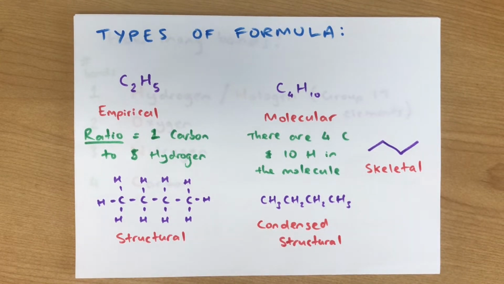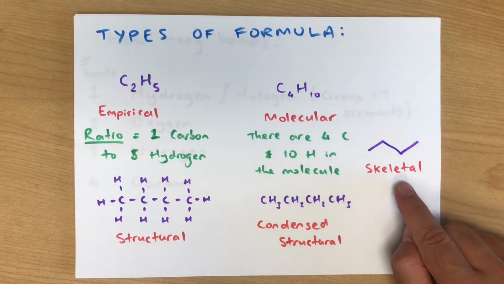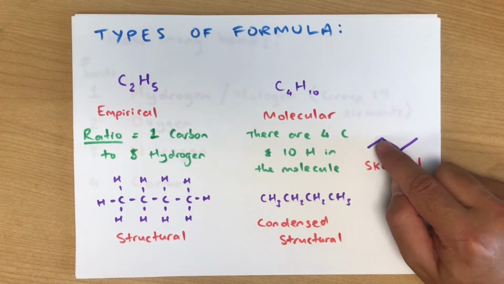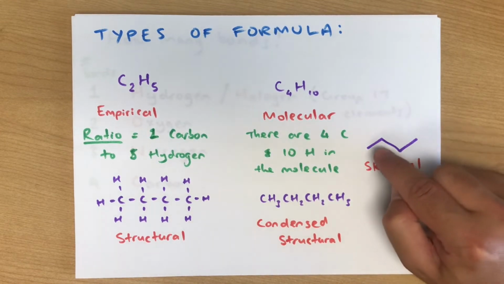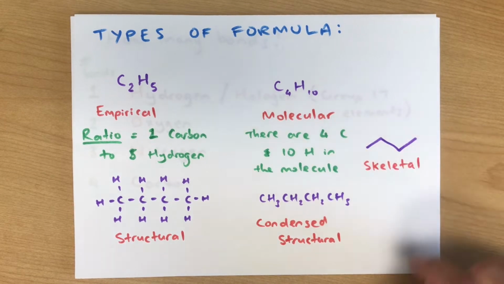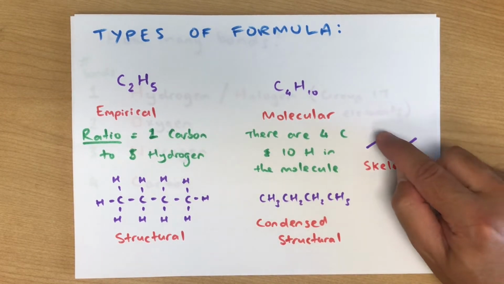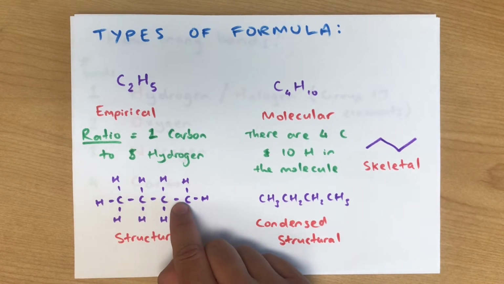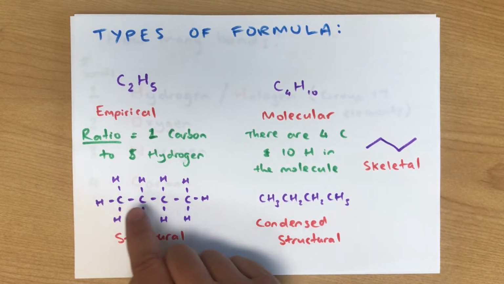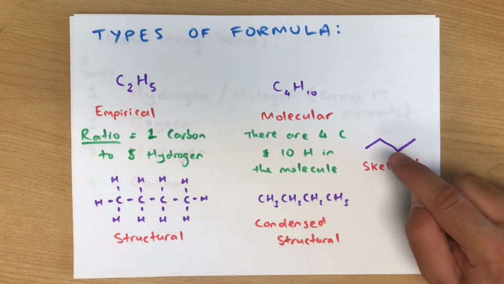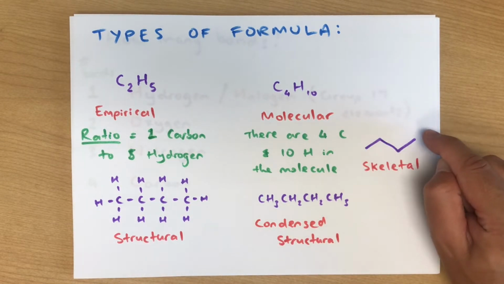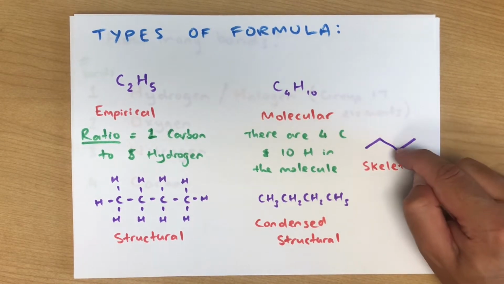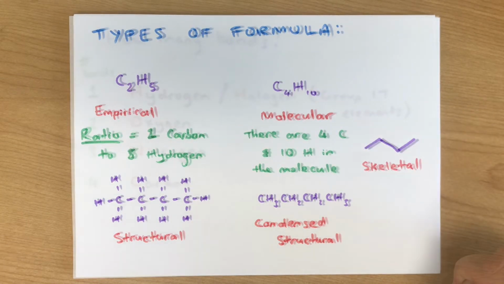Even more condensed is the skeletal formula. The skeletal formula only shows me the carbons. So every angle or every corner is a carbon. So 1, 2, 3, 4 carbons. And the lines that we see are the bonds that connect the carbons. So between our 4 carbons, we have 1, 2, 3 bonds, therefore we have 1, 2, 3 lines, where each end is a carbon, each corner is a carbon.